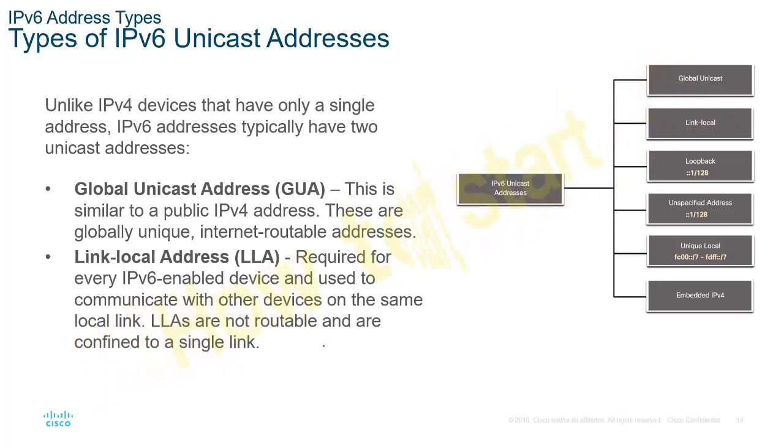The two that we need to understand the most are global unicast addresses, which are most similar to IPv4 public addresses. They're unique and internet routable. And we have to understand our link local addresses. This is required for every IPv6 device on the network. Basically, link local addresses are not routable, and these are very similar to private IPv4 addresses.